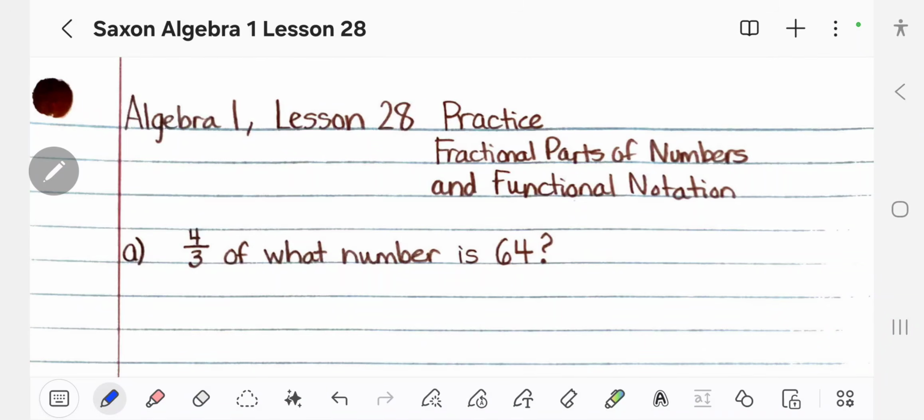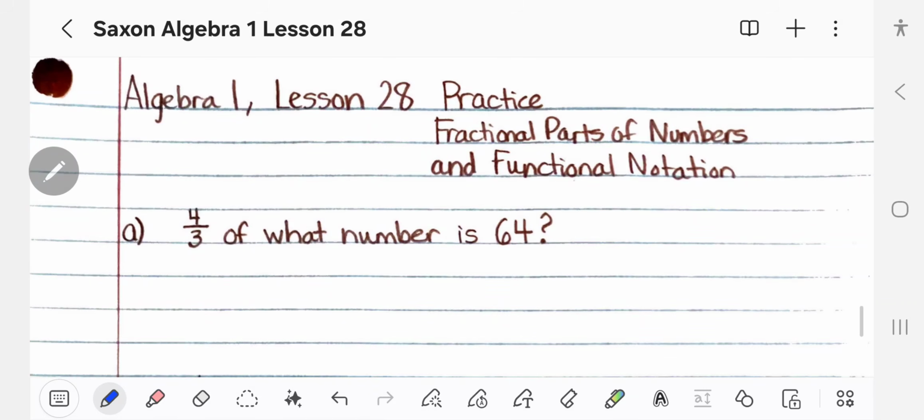This is Algebra 1, Lesson 28, Practice. We're going to cover fractional parts of numbers and functional notation in these problems. Be sure and try these yourself before you watch the video.